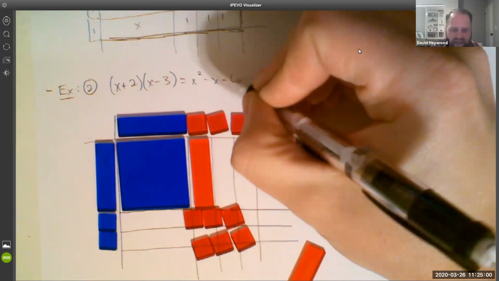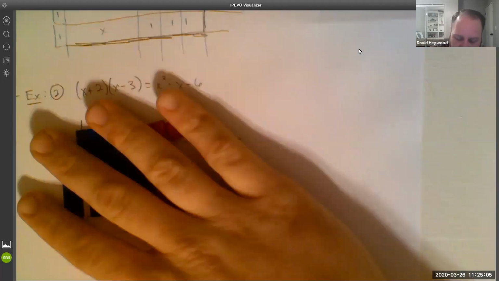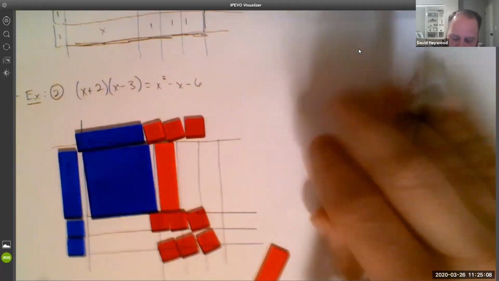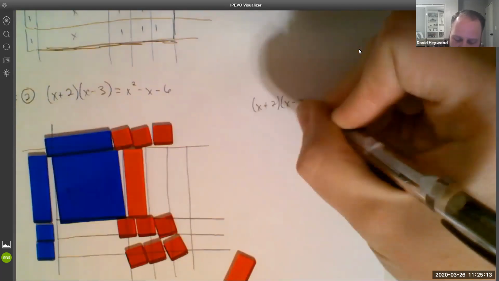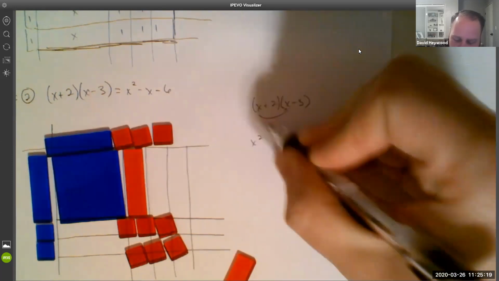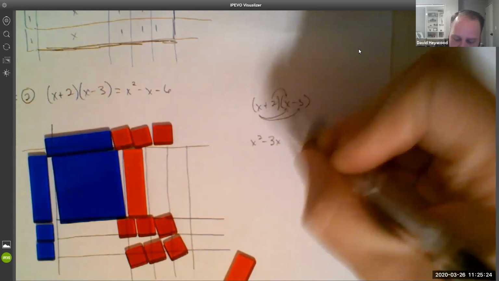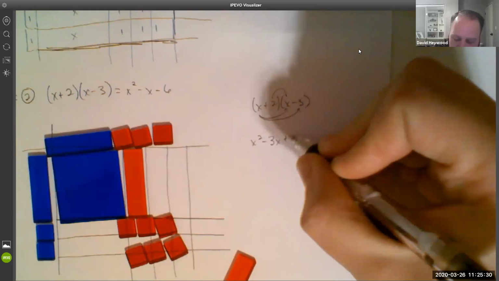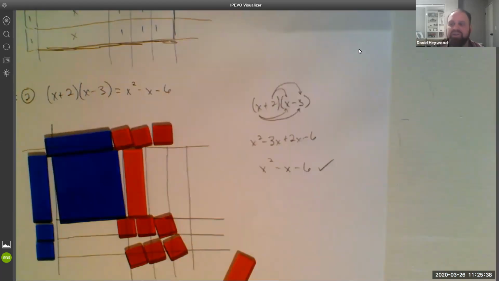And once again, that's something that we can verify by actually foiling it, right? X plus 2 times x minus 3 is x squared minus 3x plus 2x minus 6. Now combine your like terms in the middle, and sure enough, we get a matching result to what we did before anyway.